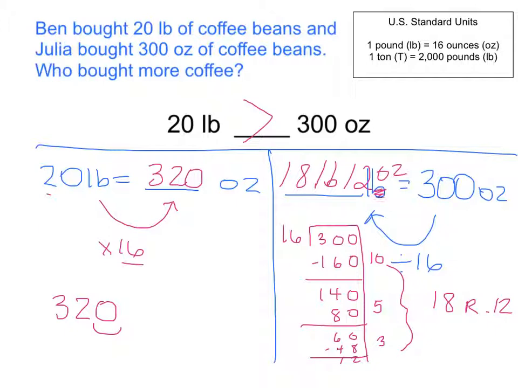So I'm just going to cross out the pounds that was there before. Once again, 18 pounds, 12 ounces is smaller than 20 pounds. 20 pounds is the bigger one. So in the end, the person with 20 pounds of coffee, or 320 ounces of coffee, is Ben, and that means that Ben bought more coffee.